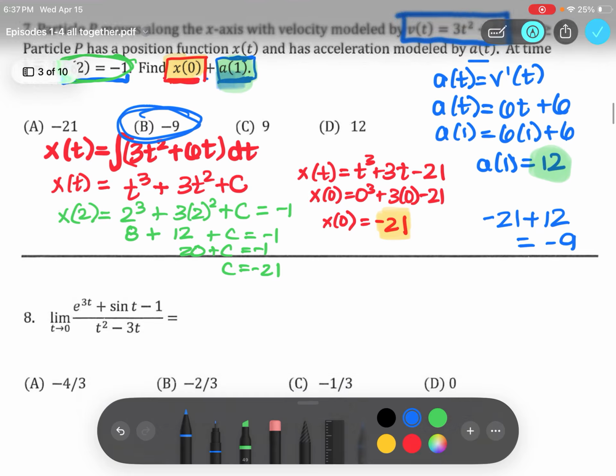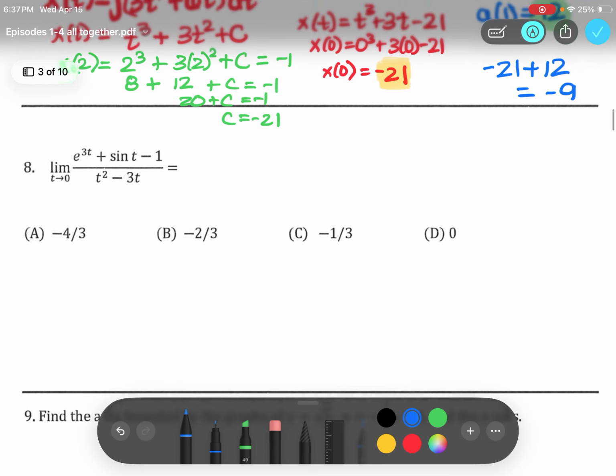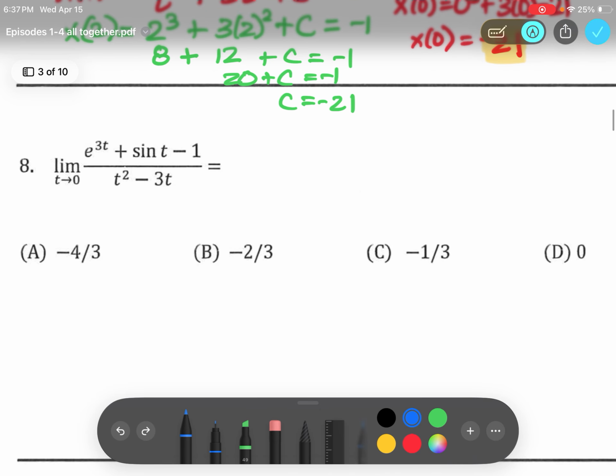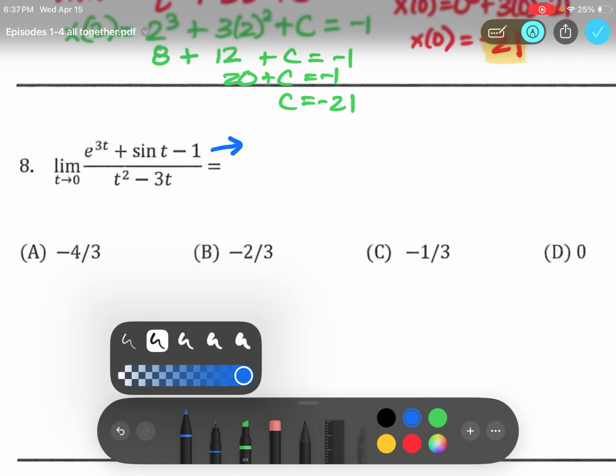Okay, keep going. Number 8, we've got another limit one. Whenever you have a limit one, I suggest just subbing in. I'm recognizing, though, that if I sub 0 into the bottom, I'm going to get 0 on the bottom, which probably means this is going to be a L'Hopital problem. I'm going to use good notation, even though it's multiple choice, because on an FRQ, we need good notation.